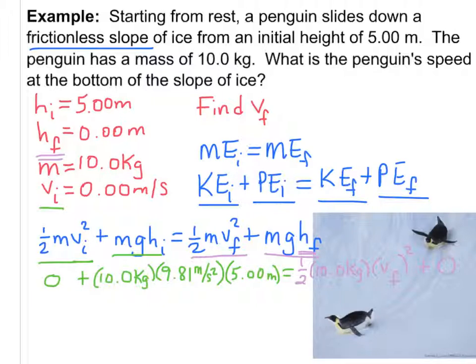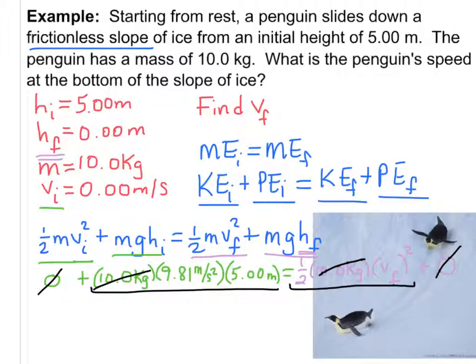Now, you can plug values in or not, but this makes it really easy. I know my 0 terms are just canceling out here. I am then left with this term of all multiplication and division and this term of all multiplication and division. I can actually cancel some things out. I can cancel out the mass. It cancels out on both sides. So I'm left with my final velocity squared being 98.1 meters squared per second squared. If I take the square root of both sides, I end up with my final velocity of 9.90 meters per second. And that is how fast that little penguin is at the bottom of his frictionless slope.